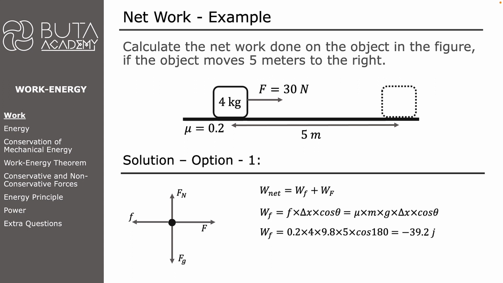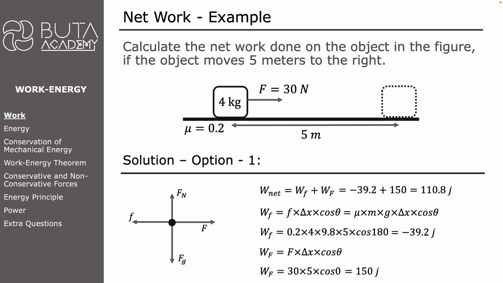The work done by the applied force is equal to the product of the applied force, displacement, and cosine theta. The force is 30 newtons, the displacement is 5 meters, and the angle is 0 degrees, because the force is acting in the direction of the displacement. The work done by the applied force is equal to 150 joules. We will add these two values to calculate the net work. Minus 39.2 plus 150 equals 110.8 joules.